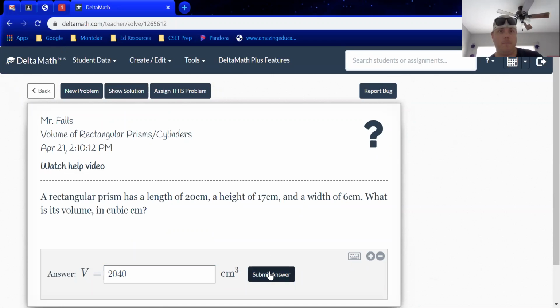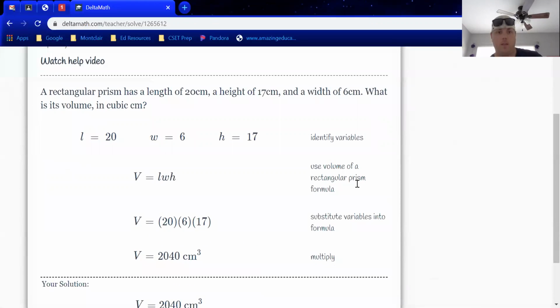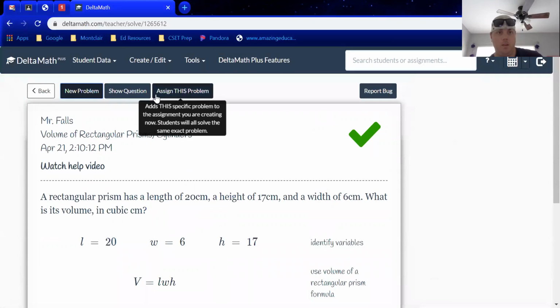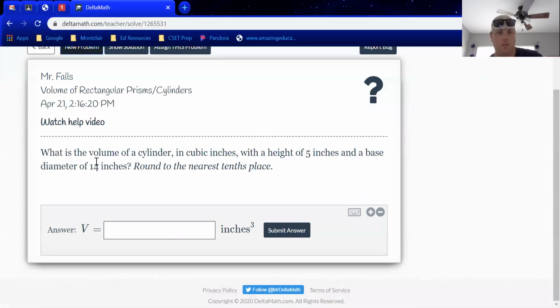So just hit submit. And let's see, yes, look at that, we got it right. And then again, it breaks it down for us. See, like volume, length times width times height. And there you go. Cool. Let's go to the next one. Maybe we'll get a cylinder. We did. Good. So let's do this one.